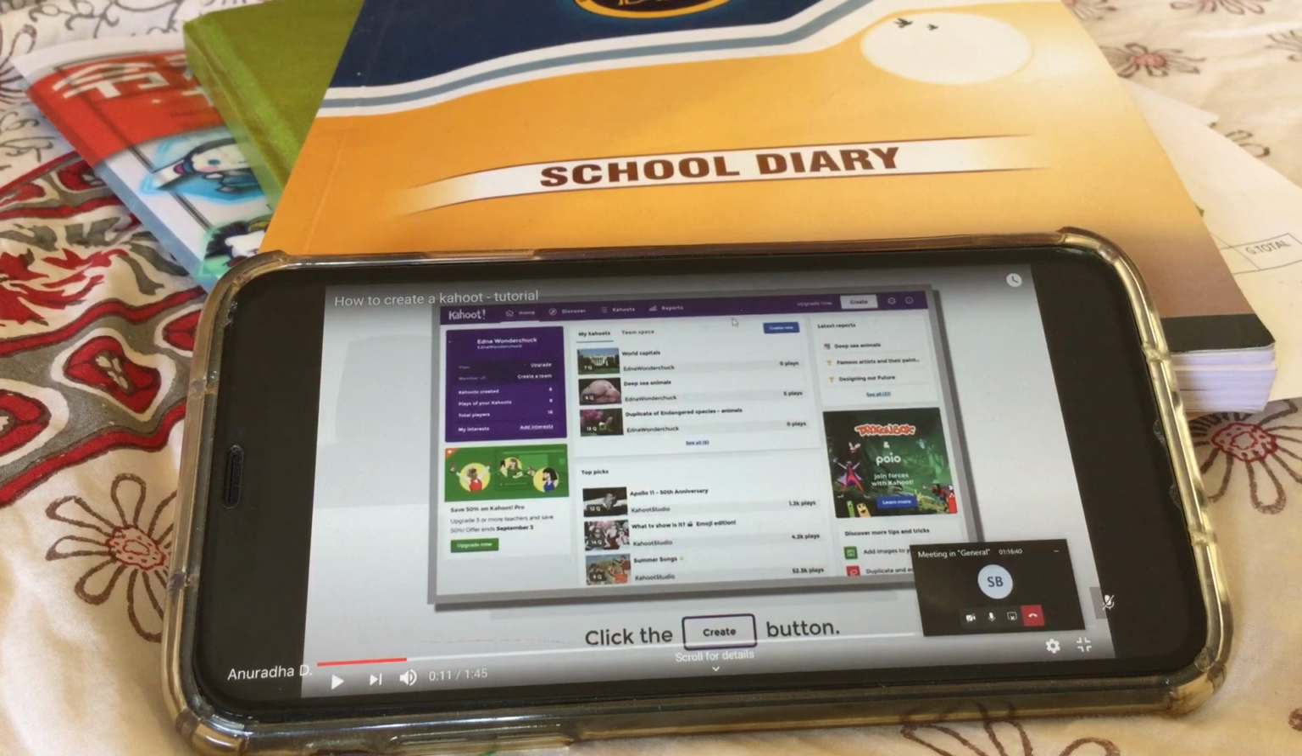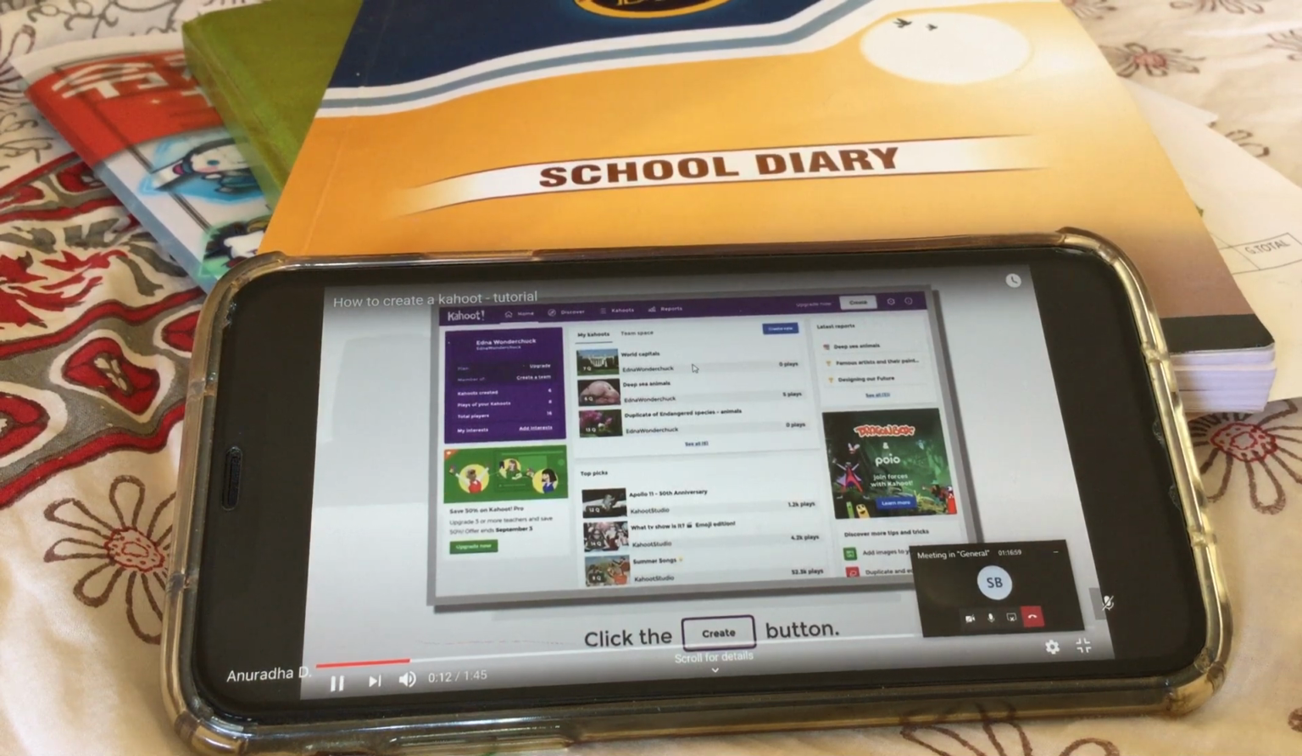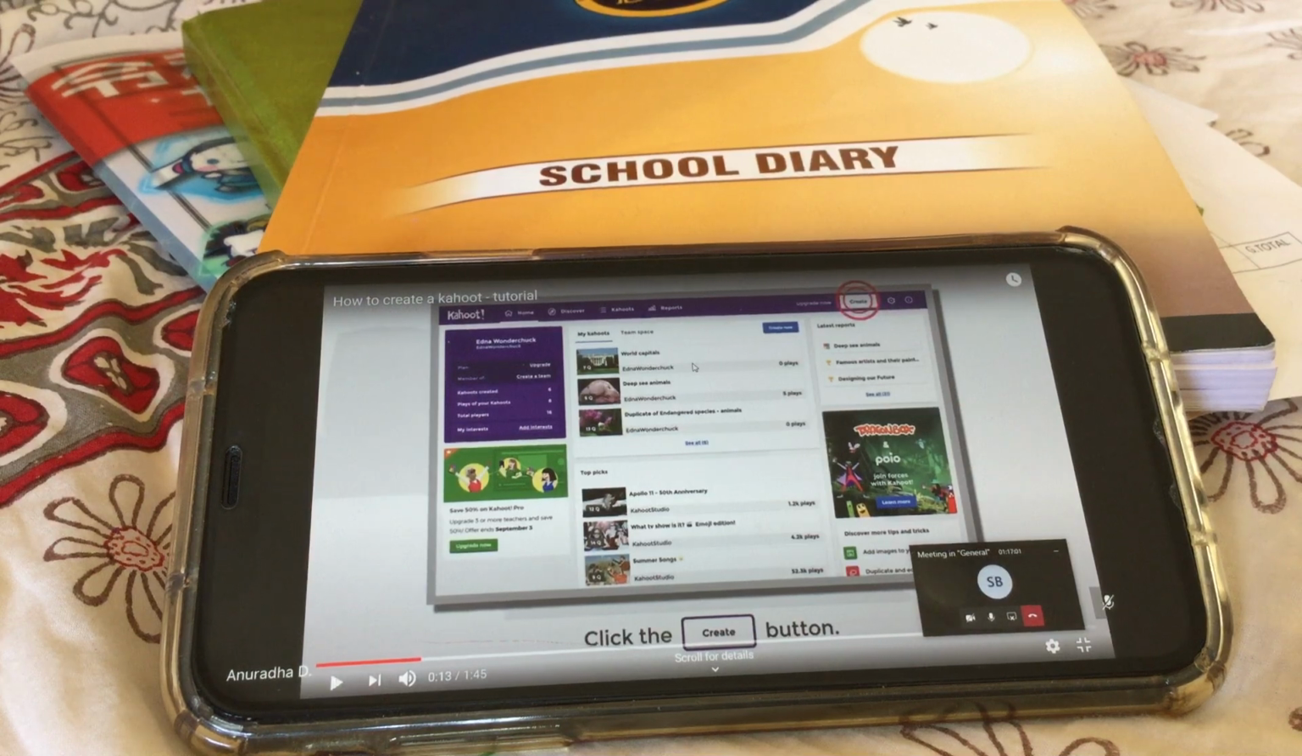to use. If you want, you can create your own Kahoot also by clicking this button, create. At the end, after the game is conducted, you can see these reports. If you click the particular Kahoot and this report, and then click the particular assessment that you had, it will give you the error analysis, the marks, everything.